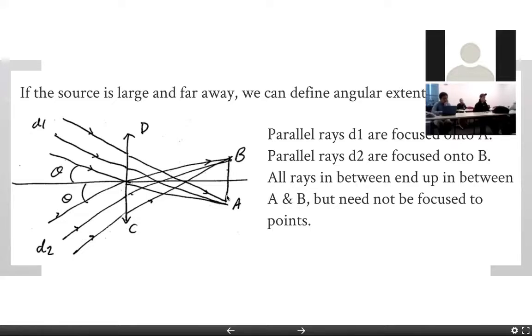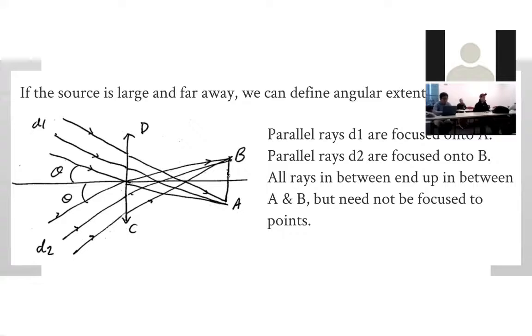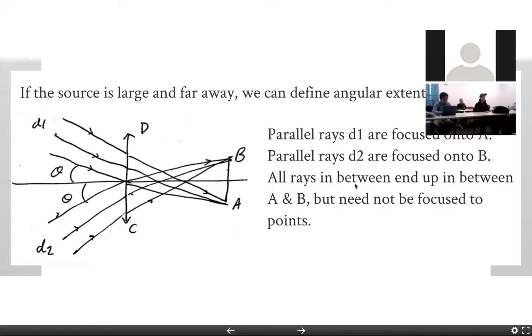But they need not be focused to the same point. In other words, I can draw parallel rays at, say, a smaller angle here. All I can claim is that all those rays will end up somewhere in between. They may not end up at the same point. If they end up at the same point, that means you have a very, very nice imaging system. But in a non-imaging problem, you don't need to have them end up at the same point. So all rays in between end up between A and B, but need not be focused to single points.